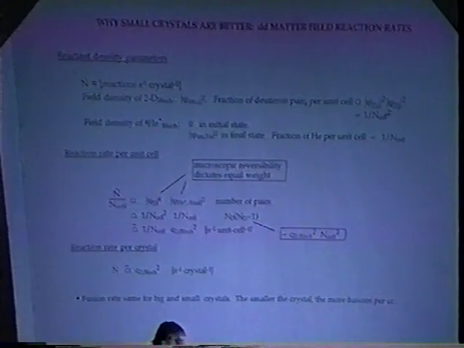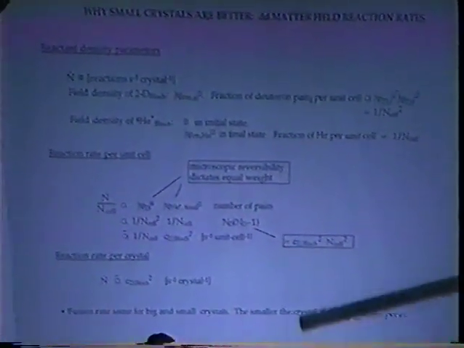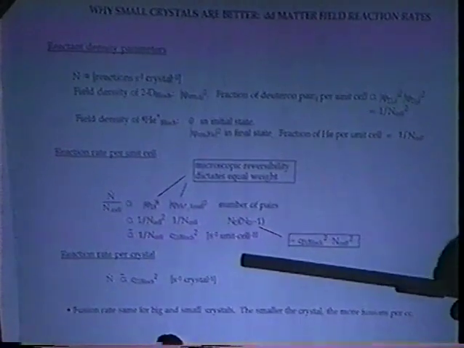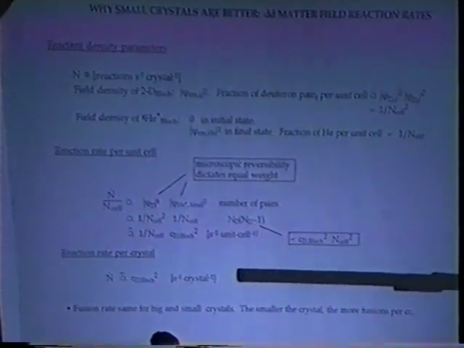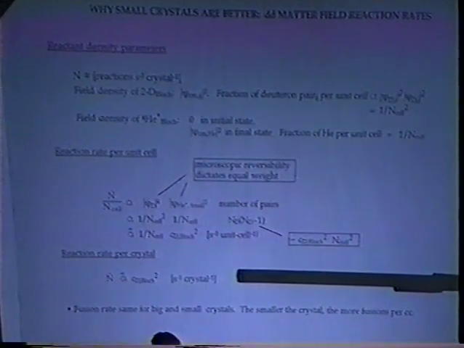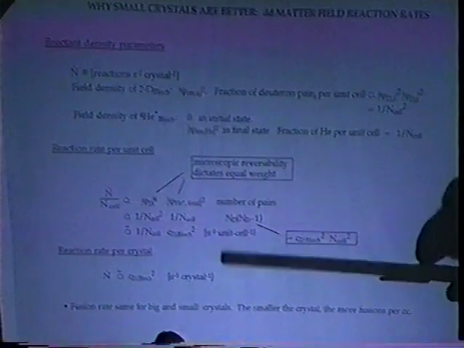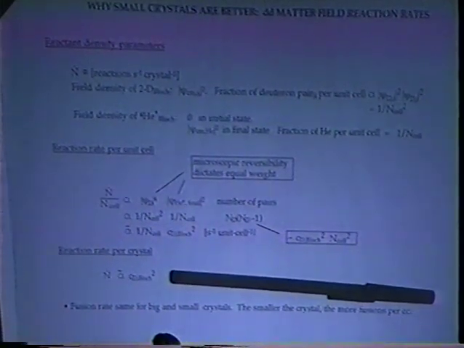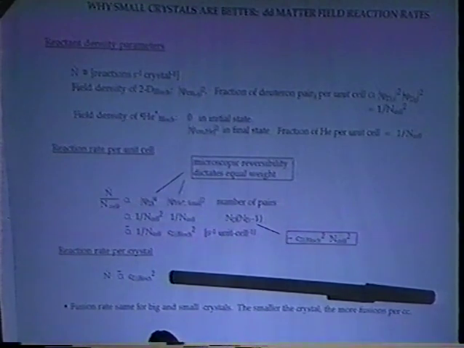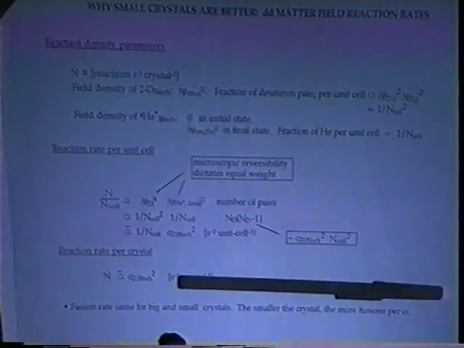The essence of the argument of why small crystals are better is that the number of fusions per second that you calculate, say for a crystal, depends only on the concentration of the band state deuterons, and it occurs as a square of this concentration, as you would expect with a two-body reaction. Now, how do I get this point?